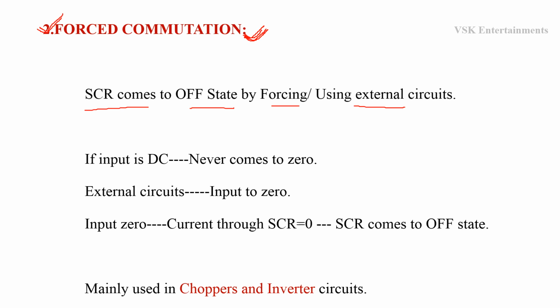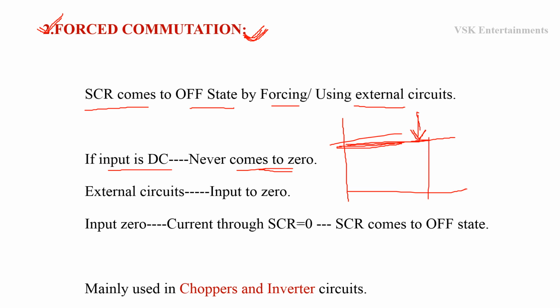This forced commutation is possible if the input is DC. This is the DC input. If we consider the input is DC, this DC input never comes to the off state. It never comes to 0. By using some external circuits, we are going to force this DC input to 0. That is, by using some external circuit we are going to make the input 0.